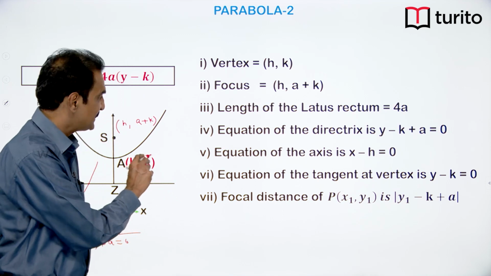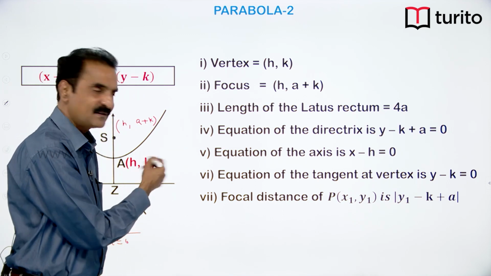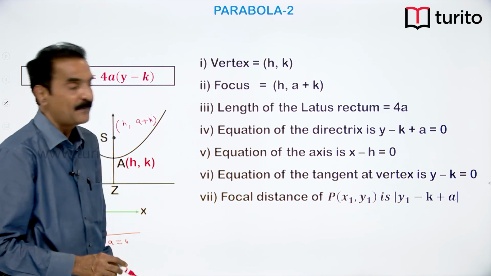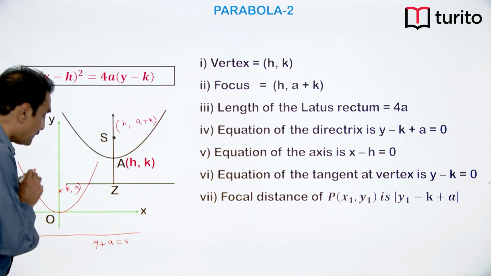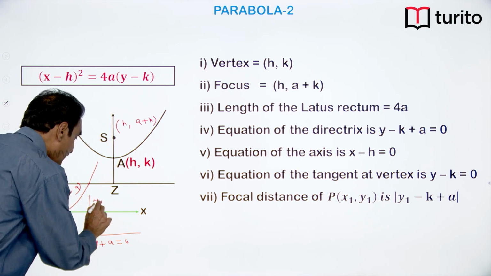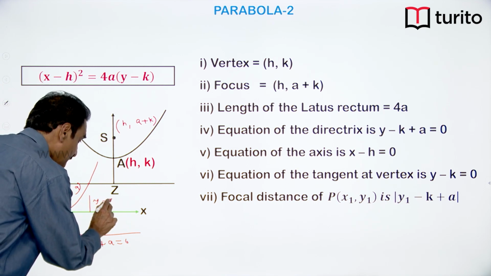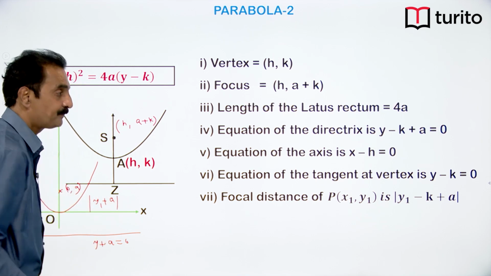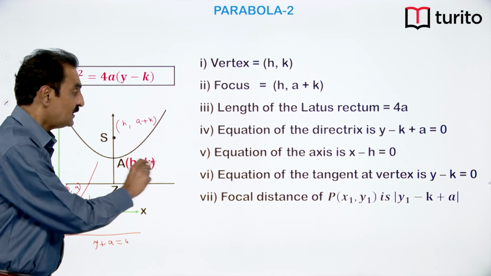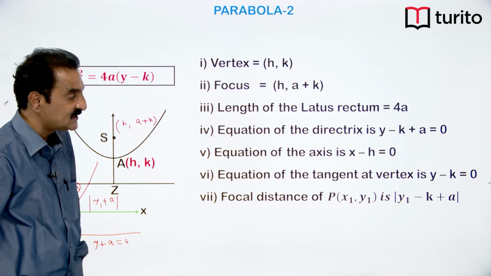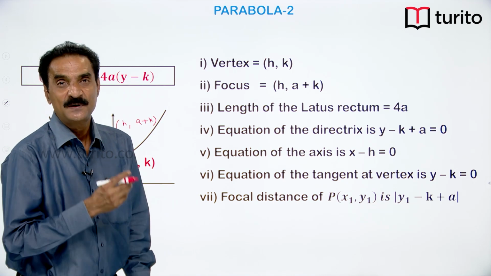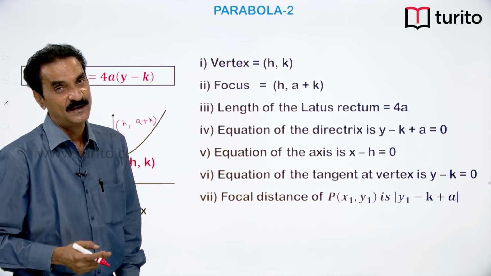Equation of the axis, equation of the tangent at vertex, all are obtained in the same manner. Focal distance of a point x1 y1, in the original position the focal distance is given by the formula mod y1 plus a. We have discussed it in the previous class. Now in this position the focal distance is given by mod y1 minus k plus a. You have to replace y1 by y1 minus k.